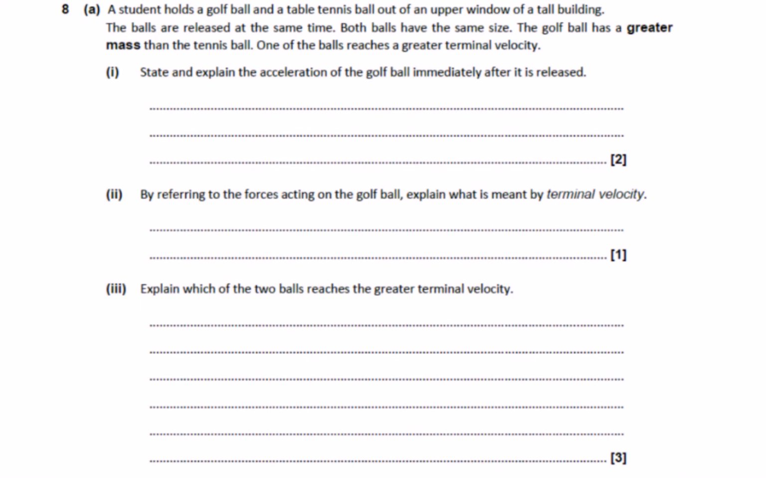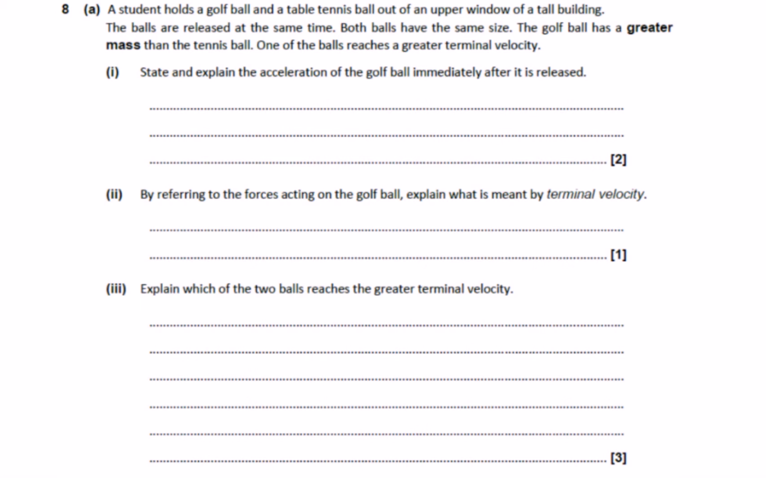So we've got a student holding a golf ball and a table tennis ball out of an upper window of a tall building. The balls are released at the same time. Both balls have the same size. The golf ball has a greater mass than the tennis ball. One of the balls reaches a greater terminal velocity. State and explain the acceleration of the golf ball immediately after its release.